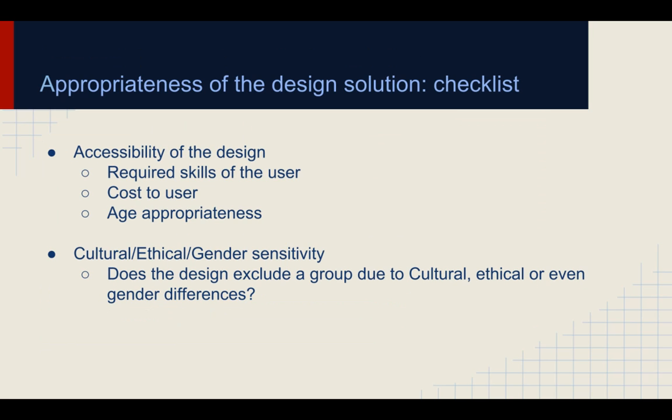Now, the checklist that you need to understand here is that accessibility of the design might be the required skills of the user. When we start considering apps on phones and computers, or even websites, they may inhibit a number of users from accessing them. So you look at a lot of older people who have not grown up with the internet and have not used computer technology a lot. If they are placed in front of a computer and are required to access, say, net banking, it's very difficult for them because they don't have the skills and experience in using websites.